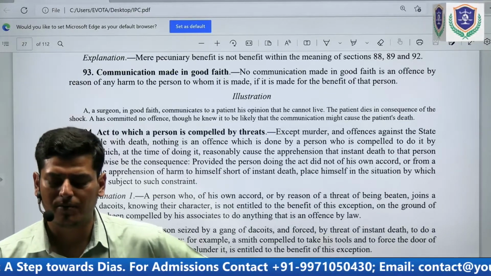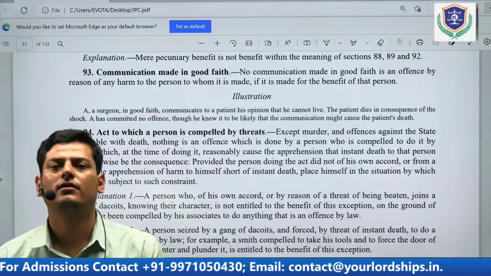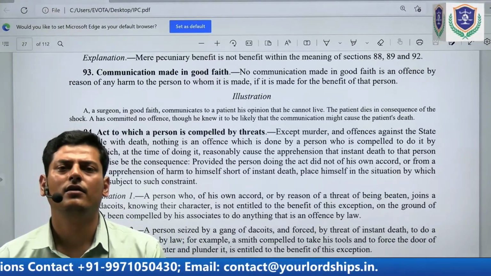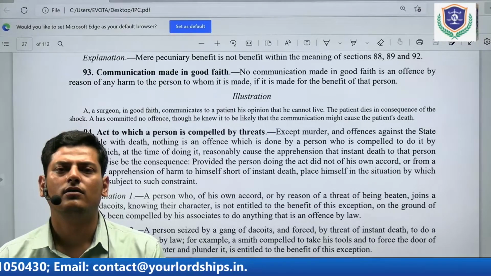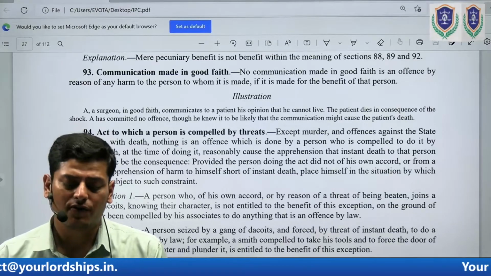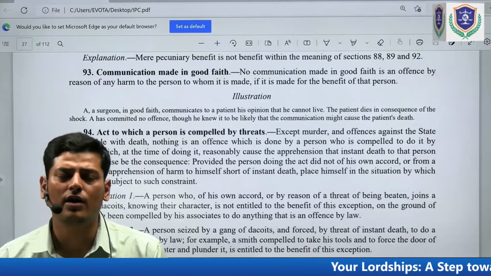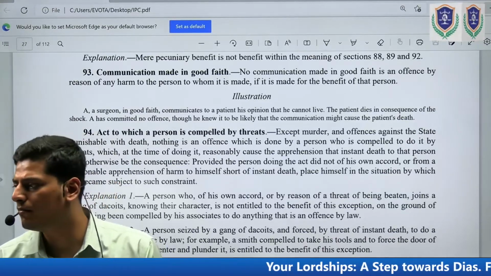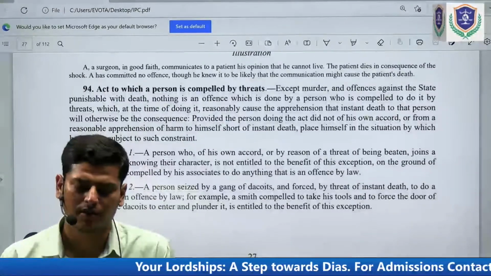Like the surgeon's case: the surgeon communicated in good faith that he is suffering from cancer, and the person immediately suffers a concussion and a heart attack. So if the surgeon had made this communication in good faith for his benefit, so that he might get a remedy in proper time, then his act is basically exempted.